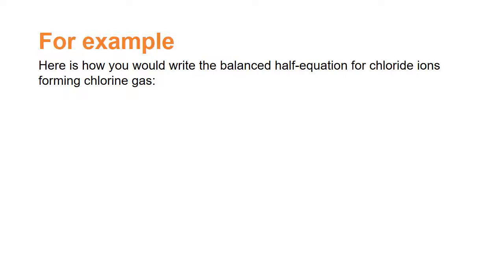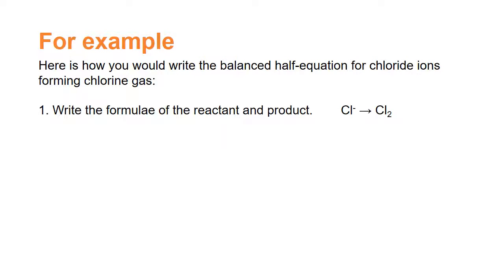Here's how you'd write the balanced half equation for chloride ions forming chlorine gas. First, you write the formulae of the reactant and product. That is the chloride ion, which is what you're starting with in the solution, and it becomes chlorine gas, which is the gas that's given off. This will happen at the positive electrode, the anode. You adjust the number of ions if needed, and we can see here that chlorine gas is Cl2, so to make Cl2 we need 2 chloride ions.